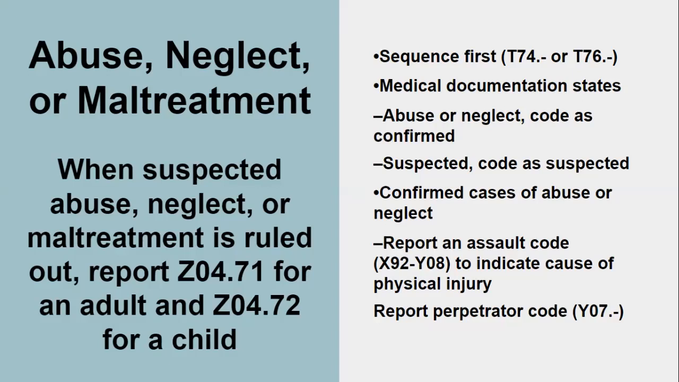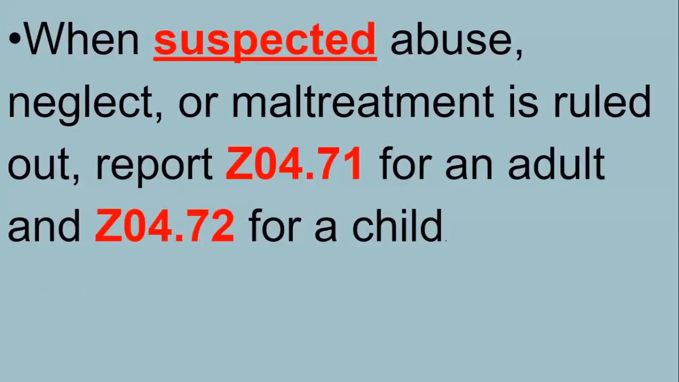When suspected abuse, neglect, or maltreatment is ruled out, you're going to report Z04.71 for adult and Z04.72 for a child. Again, guys, Z codes. I sure hope that you did what you were supposed to do with your Z codes. When suspected abuse, neglect, or maltreatment is ruled out, you report Z04.71 for an adult, Z04.72 for a child. It's there twice because it's important.